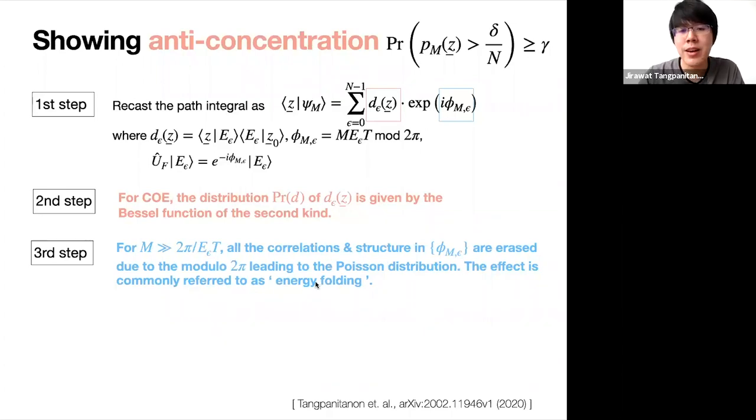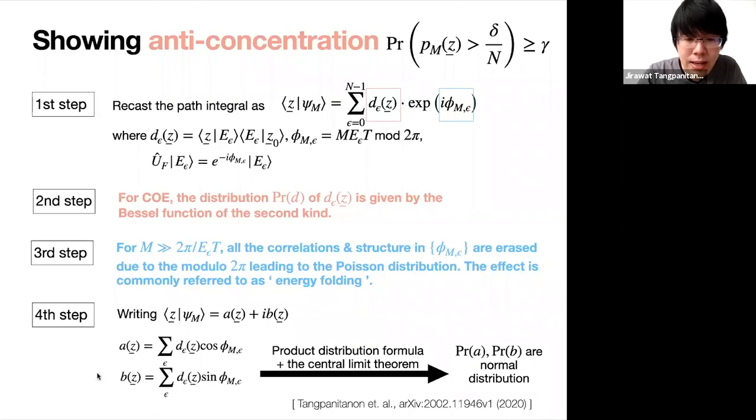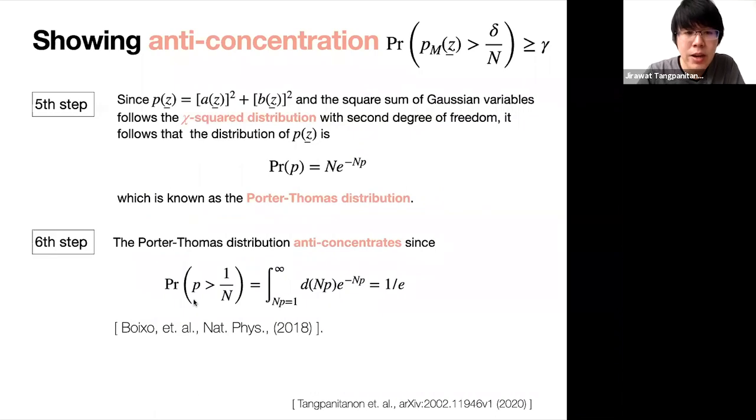Now the question is like a statistical exercise where you know the distribution of two variables and you want to know the distribution of the left-hand side. We can do this by first writing the left-hand side as a real part and an imaginary part. Then we use the product distribution formula and the central limit theorem to show that the real part and the imaginary part should each follow a normal distribution. Finally, because the probability that we want is just a square sum of these two, and we know that the square sum of two Gaussian variables follows the chi-square distribution, this gives rise to the final result, which is known as the Porter-Thomas distribution.